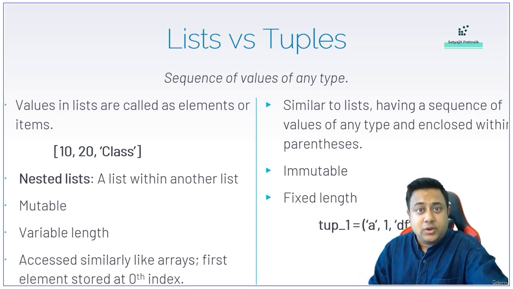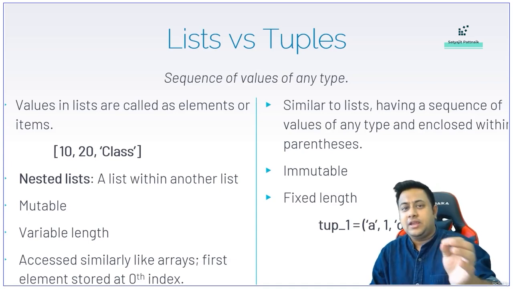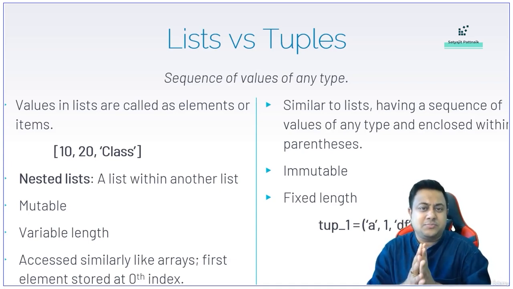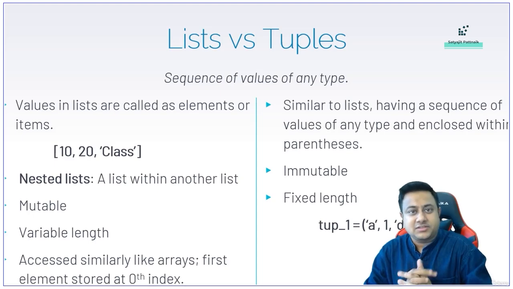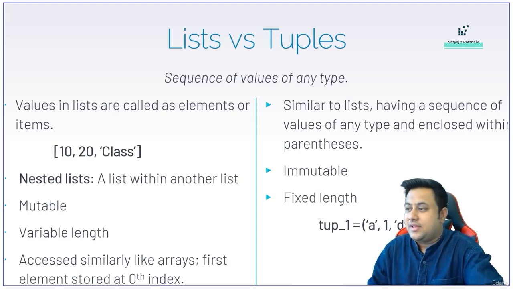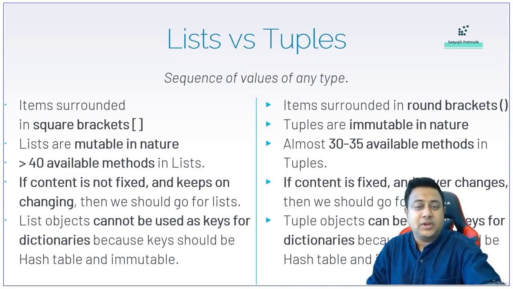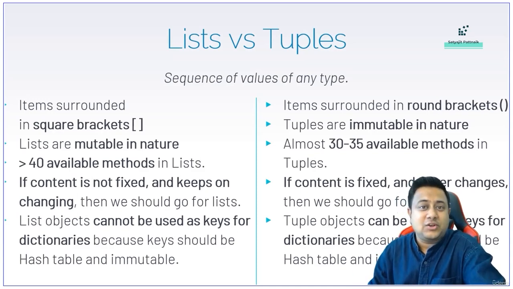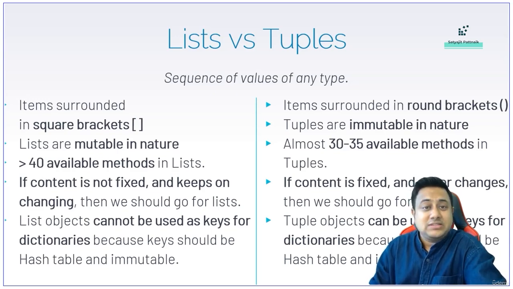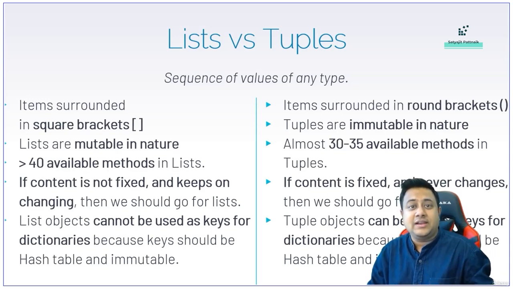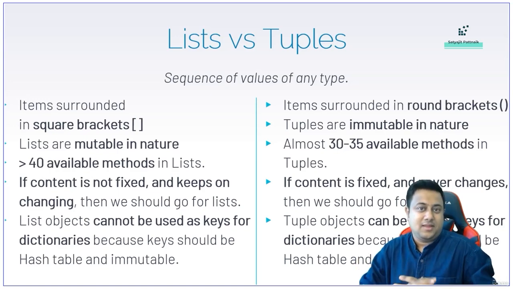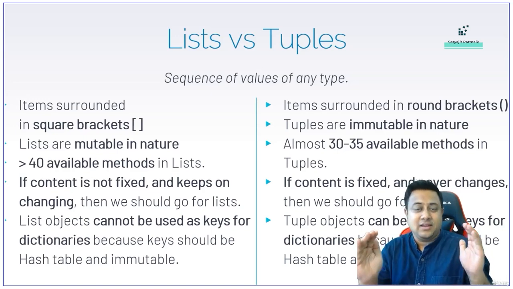Tuples are similar to lists, having a sequence of values of any type and enclosed within parentheses. There are very few differences between lists and tuples, which we will be discussing in the next slide. Let's first discuss the differences between tuples and lists, and then we'll start talking about lists in practical terms. The first difference is lists are always defined in square brackets and tuples are always defined in round brackets.